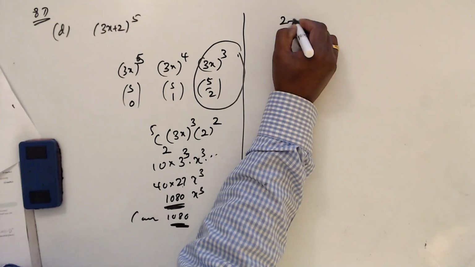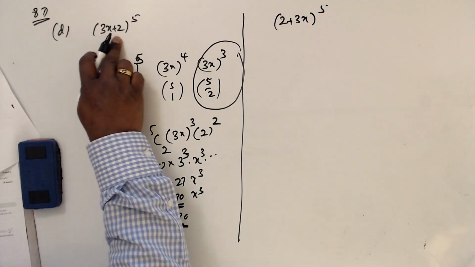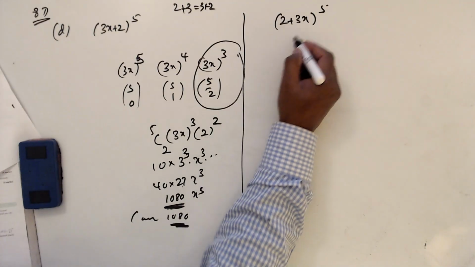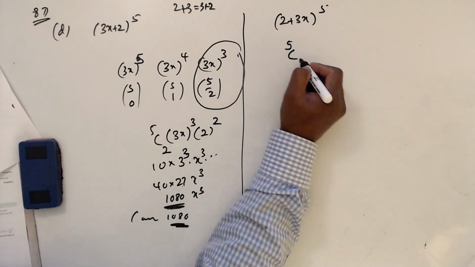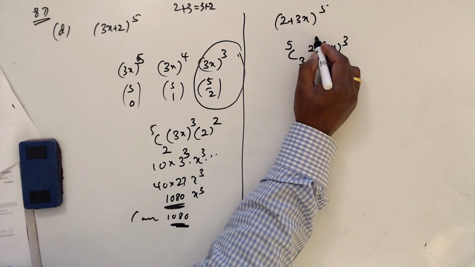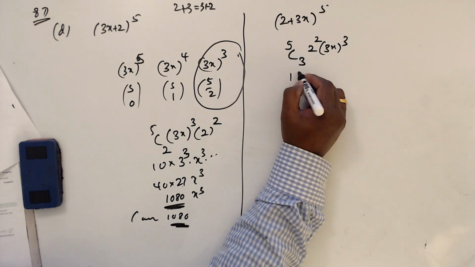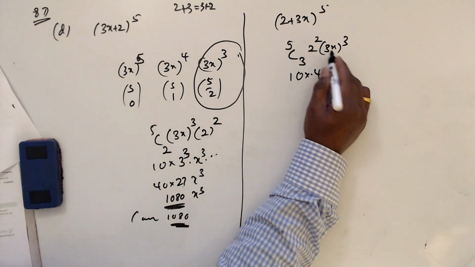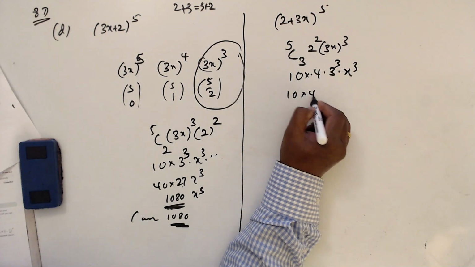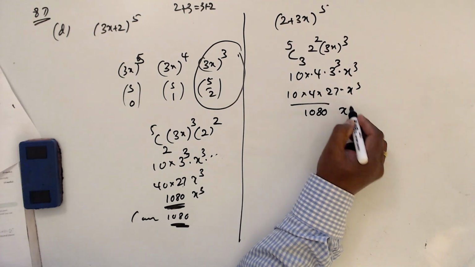You can work like this as well. You can write 2 plus 3x to the power 5. You switch this one because 2 plus 3x equals 3x plus 2. Then this is going to be 5c3, 3x cubed and 2 squared. Still the same thing. So this is going to be 5c3, which means 10 times 4. This is going to be 3 cubed x cubed. So 10 times 4, 27 x cubed.